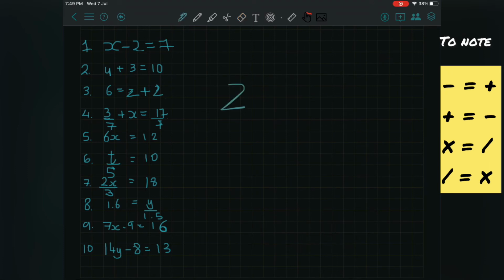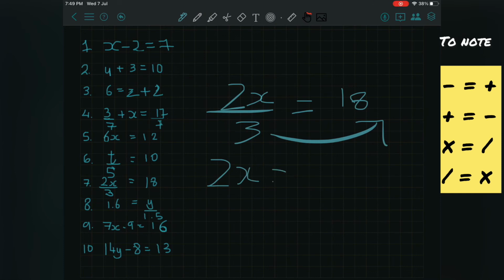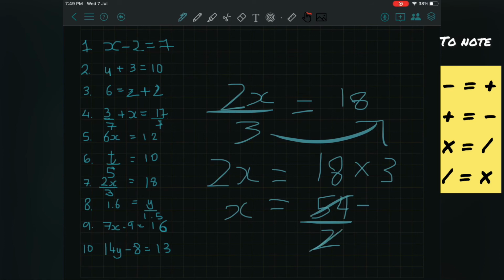The next question is 2x/3 equals 18. It's the same question as the sixth one, only that there's almost two coefficients, because we have 2x and we have a 3 that divides x. So now it becomes 2x is equal to 18 into 3, which is 54. Try to do this yourself. 54 divided by 2 gives us 27, and there's your answer.